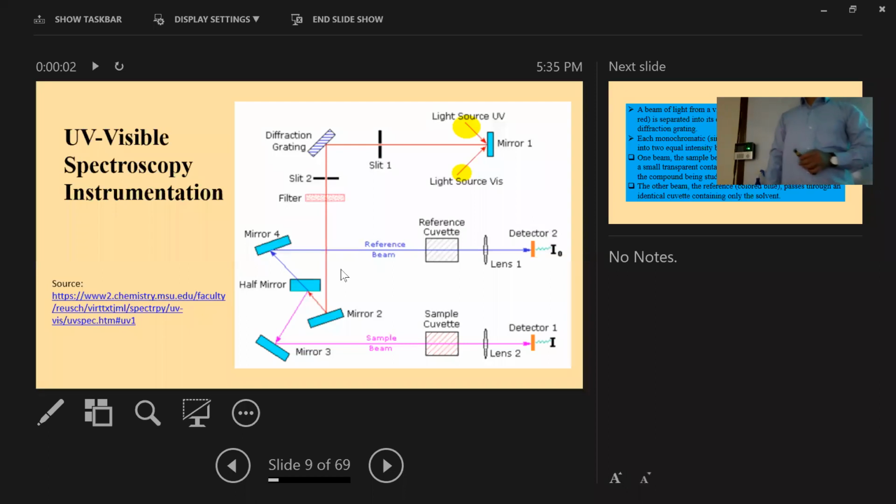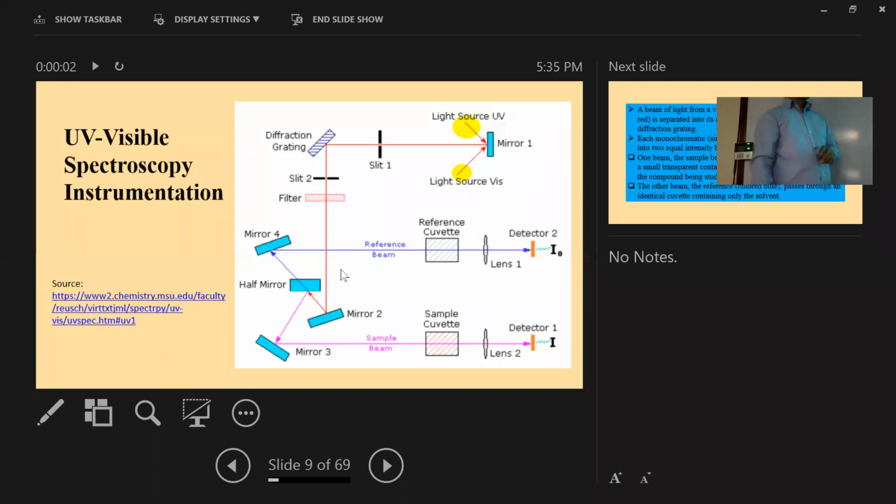Now the instrumentation for UV visible spectrophotometry. I think you will learn that in your laboratory classes. However, we are going to learn how the UV visible spectrophotometer works and what we will get from this.